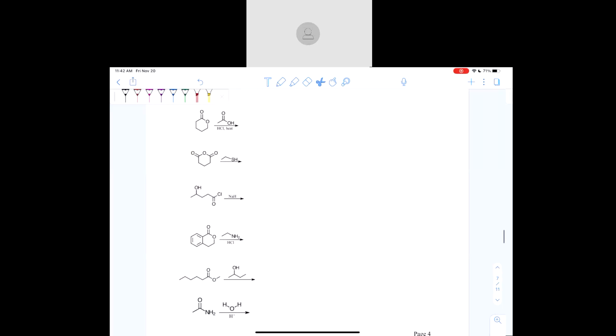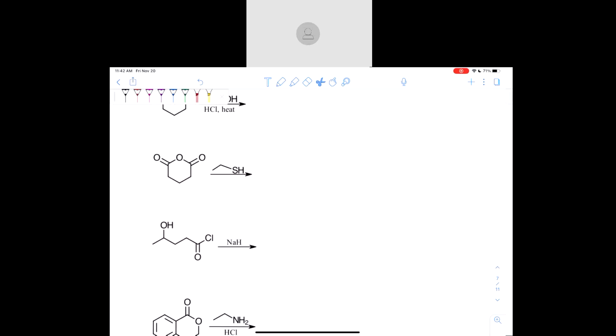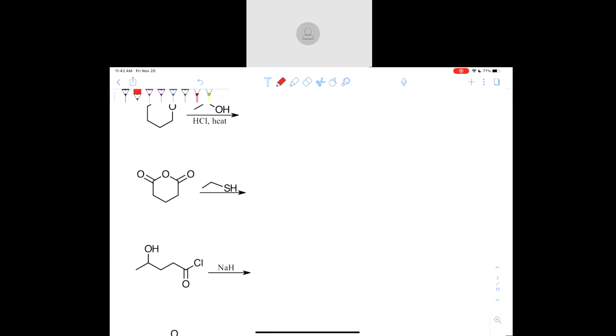Oh, okay. So I like the ones on this page because these are the harder looking ones. So let's do this one. People always get scared by this one. So, first of all, what kind of functional group is this guy? Anhydride, cool, so it's going to be a cyclic anhydride.